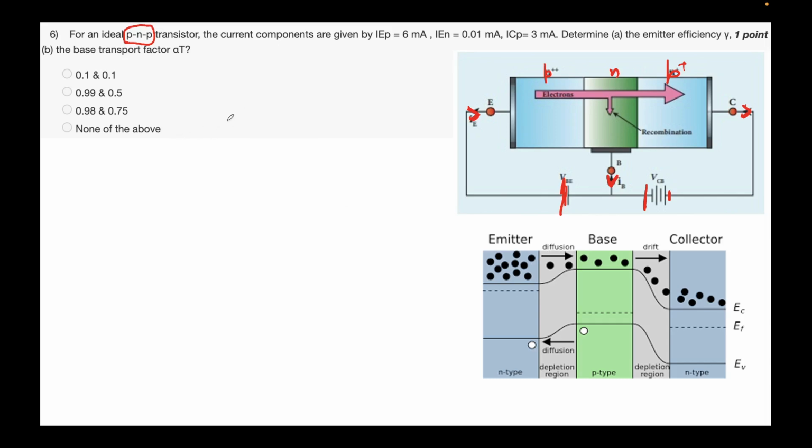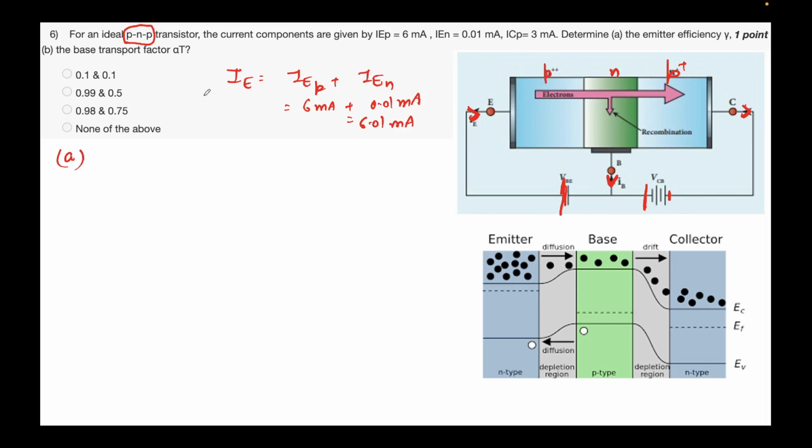So please remember that the first term that we are seeing here is the emitter efficiency. Let me first write the terms. We know that the total emitter current will be equal to the emitter current due to holes plus the emitter current due to electrons. So that is 6 milliamps plus 0.01 milliamps, 6.01 milliamps. That is the total emitter current.